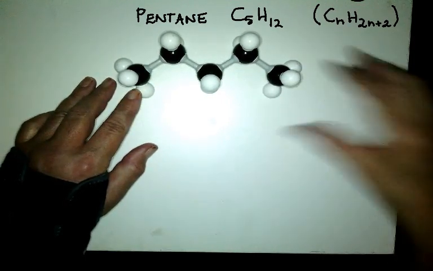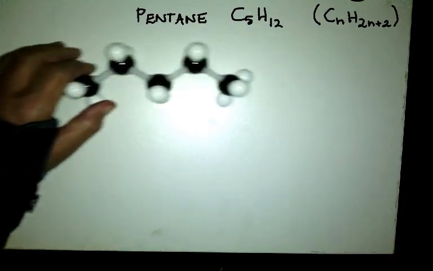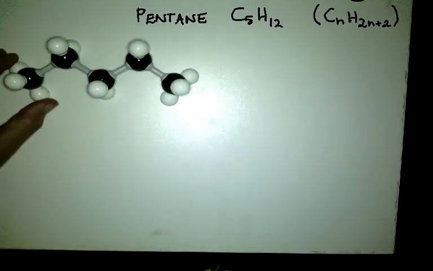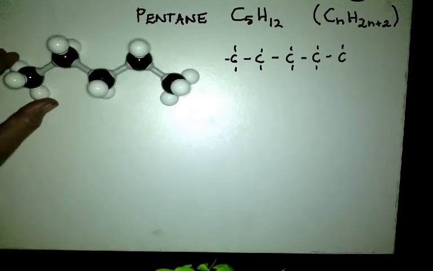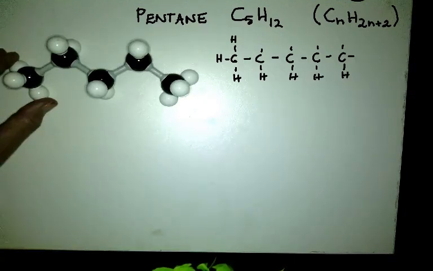If I want to draw it out, it's C with 3 hydrogens, C with 2 hydrogens, another C with 2 hydrogens, another C with 2 hydrogens, and a C with 3 hydrogens. Now the aim of this game is to look at the different chain isomers, or I'll introduce another type of isomer to you soon.